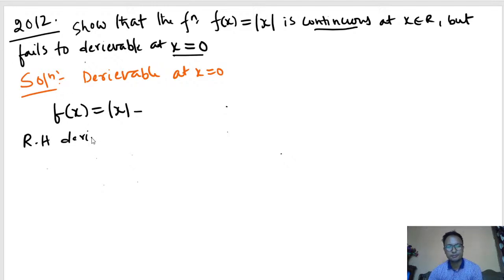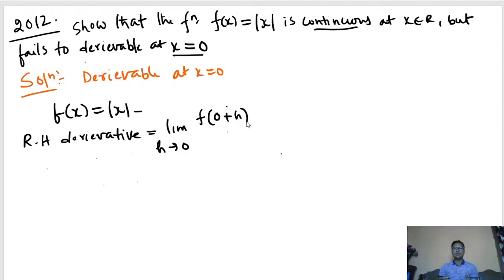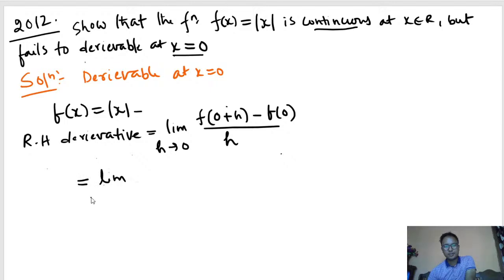Let's say right-hand derivative. The derivative is the limit as h tends to 0 of f of 0 plus h minus f of 0, divided by h. That is the limit as h tends to 0, where f of h is modulus of h, minus f of 0, which is 0, okay.